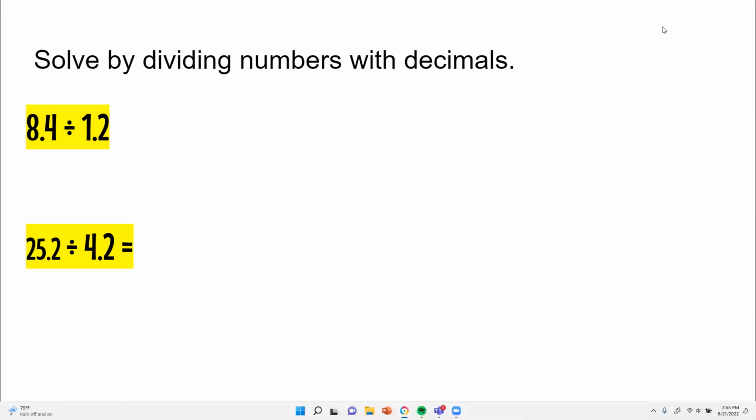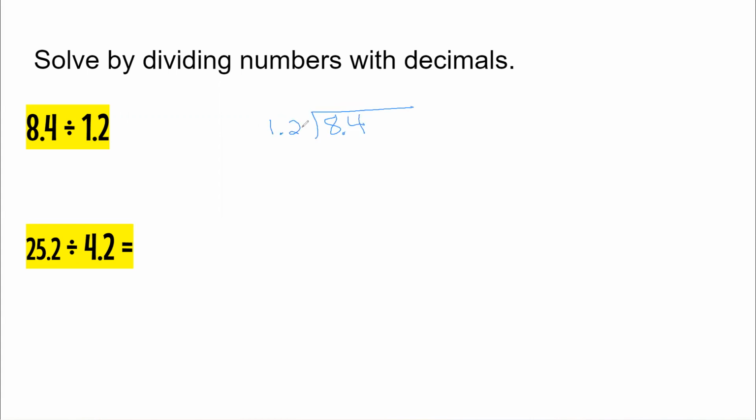Just like when we were dividing last week, we always put the first number, which is called the dividend, in the division box, and the divisor is outside the box. So we're going to put 8.4 in the division box.